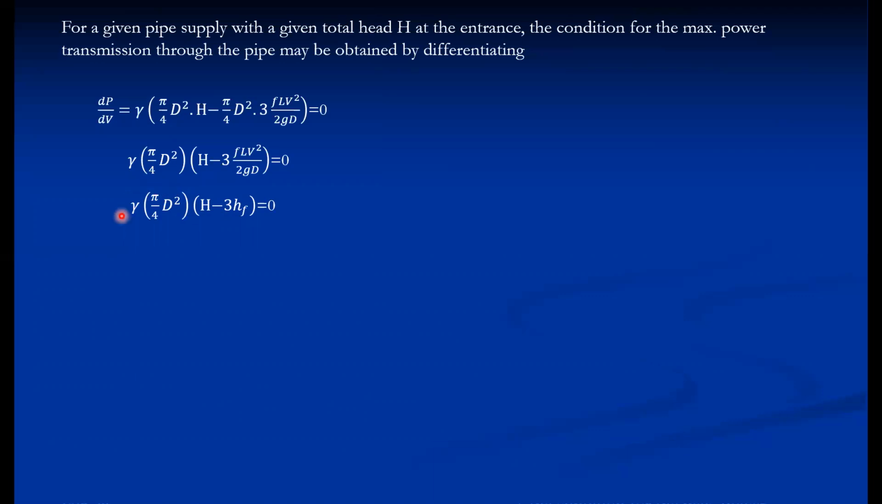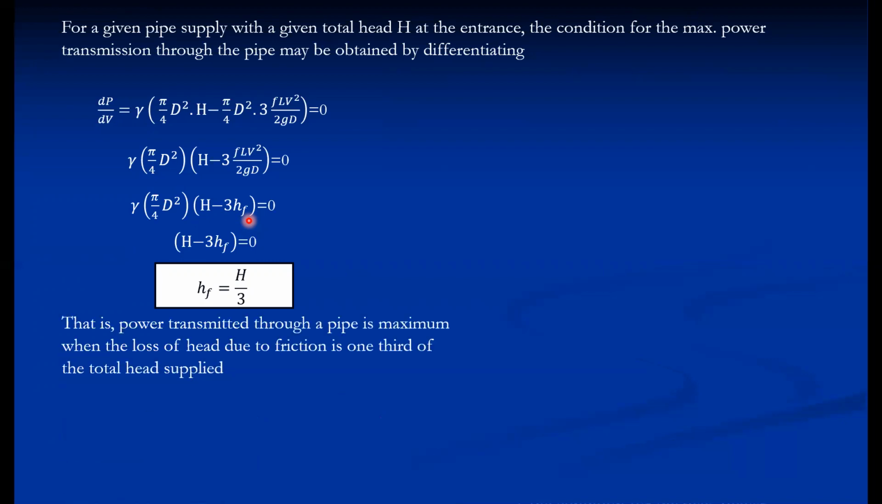This term cannot be negative because this is gamma and D. In fact, it cannot be 0. So the product of these two is 0 means this term is definitely 0. So H minus 3HF is equal to 0, so HF is equal to H by 3. So we get the maximum power when the head loss due to friction is 1/3 of the total head.